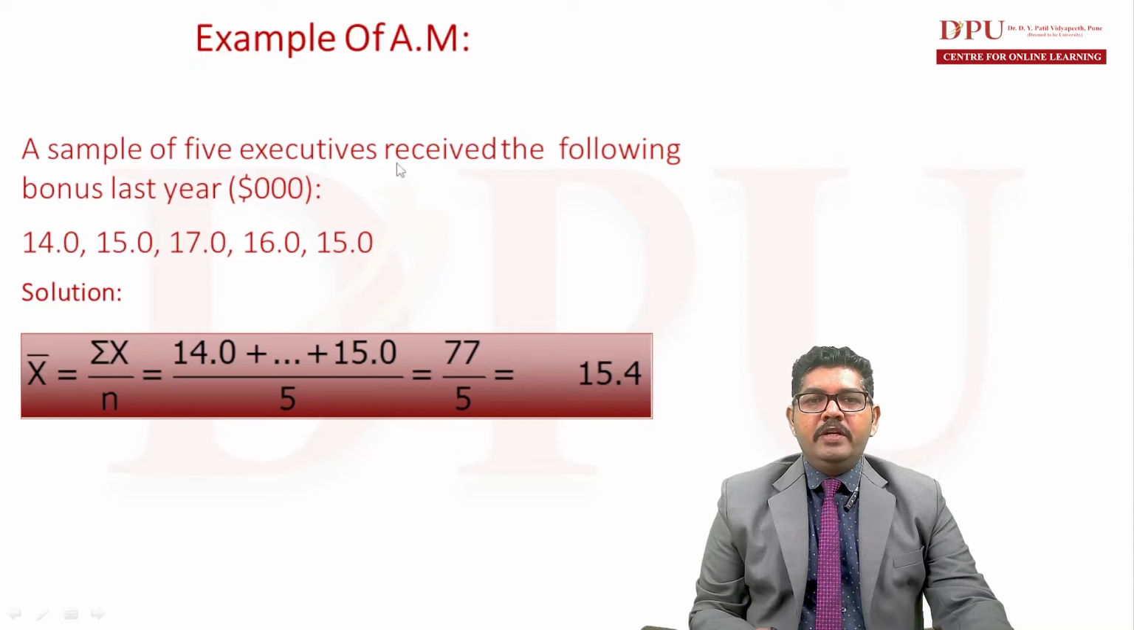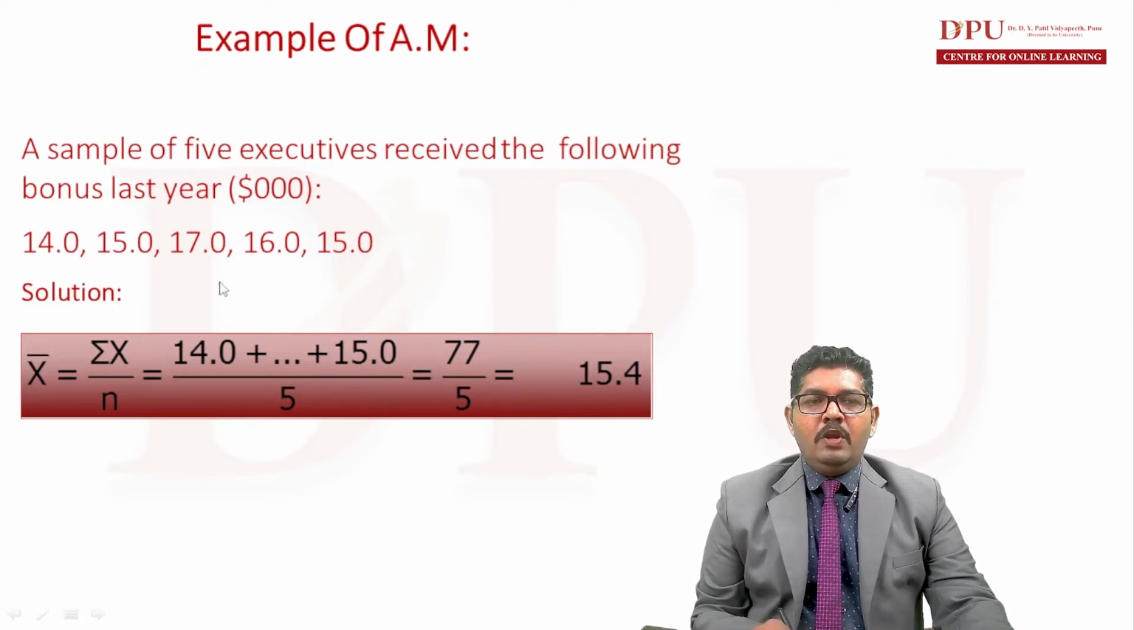A sample of 5 executives received the following bonus last year, in dollars: $14,000, $15,000, $17,000, $16,000, and $15,000. So these are the bonuses received by 5 executives. x bar is equal to summation of x divided by n. For summation of x, we have to add all these values: 14 plus 15 plus 17 plus 16 plus 15, divided by how many values there are. There are 5 values, so the denominator is 5.